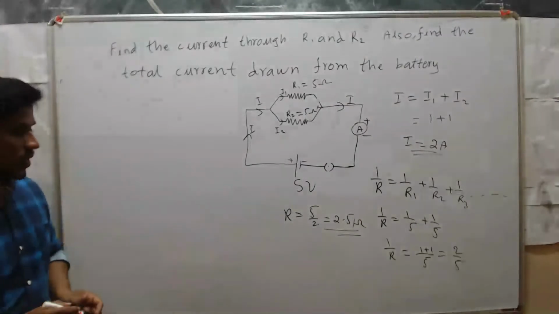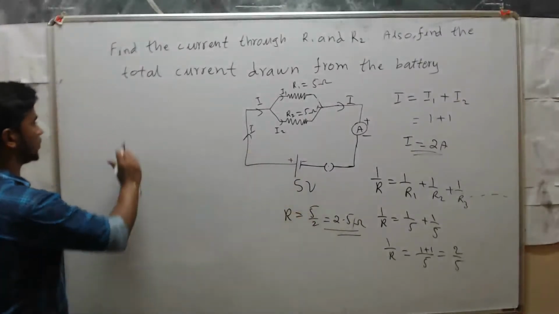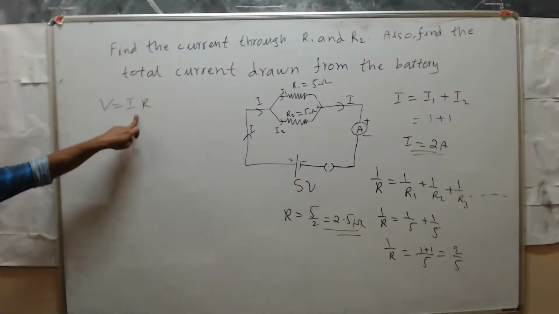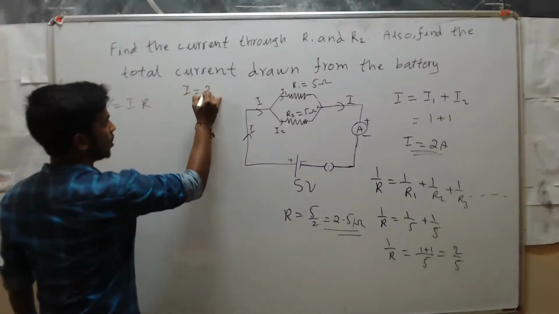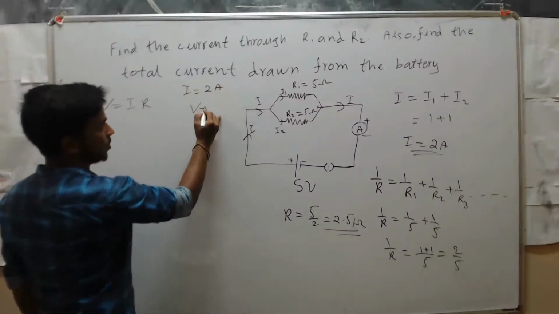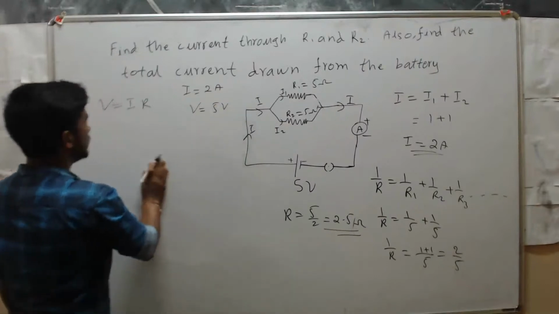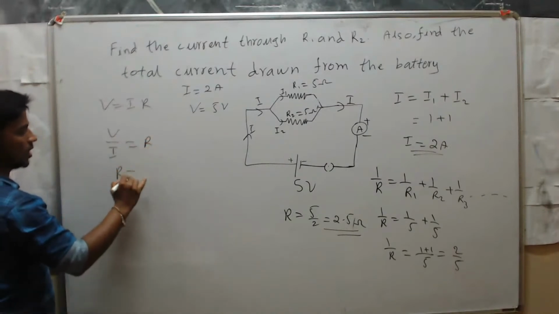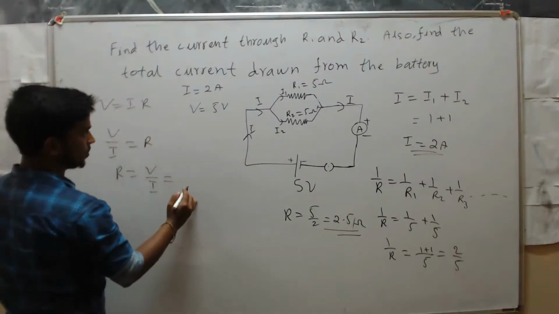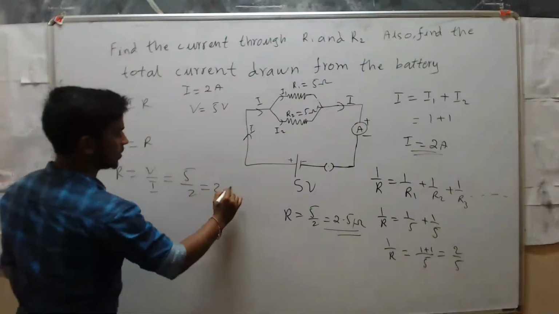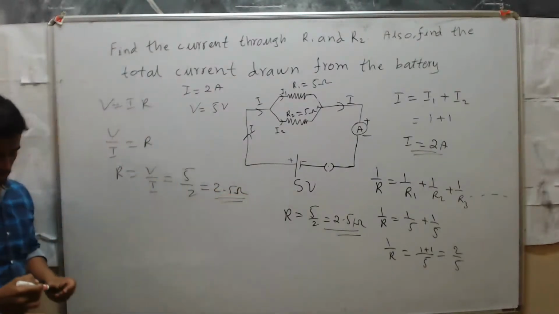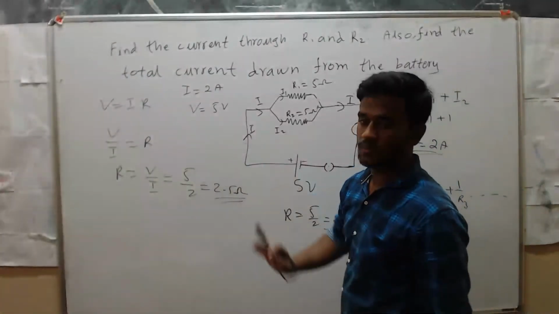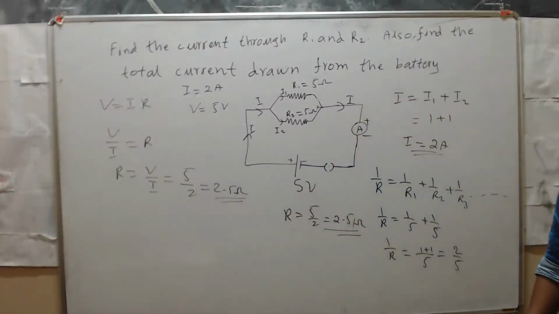Okay, see here, you can calculate resistance using this formula also. V is equal to I into R. Earlier you have calculated total current, that is 2 ampere, and voltage V equal to 5 volts. So now calculate resistance using this formula, R equal to V by I. V value is 5, I value is 2. So here also you get 2.5 ohm only. So to calculate total resistance, you can use this formula or this formula, but you will get the same answer. Okay. I will stop here.